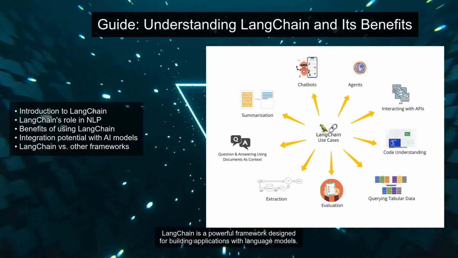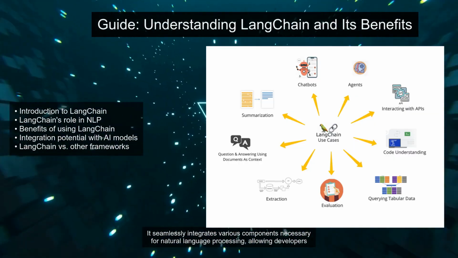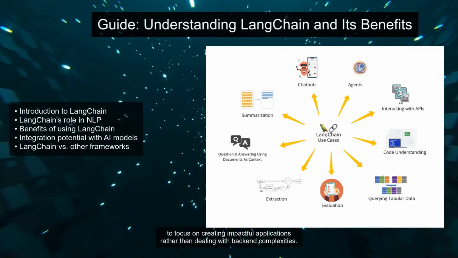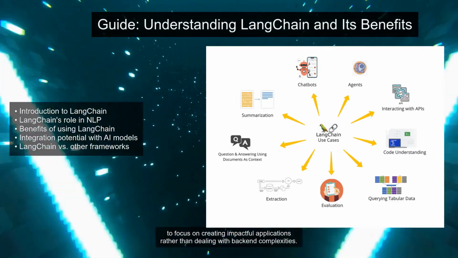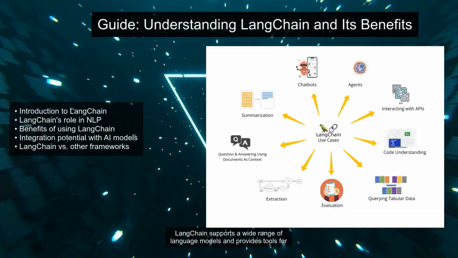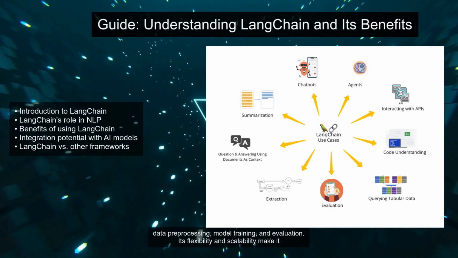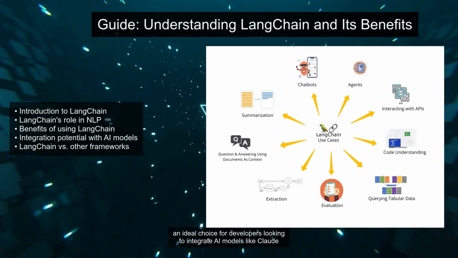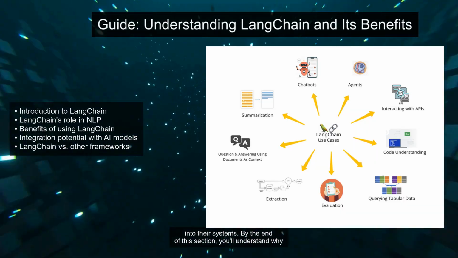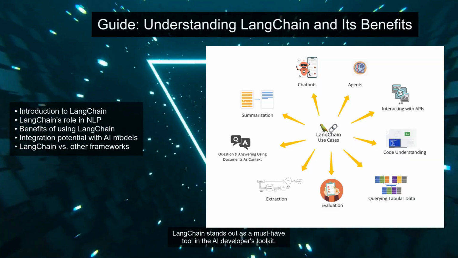LangChain is a powerful framework designed for building applications with language models. It seamlessly integrates various components necessary for natural language processing, allowing developers to focus on creating impactful applications rather than dealing with back-end complexities. LangChain supports a wide range of language models and provides tools for data preprocessing, model training, and evaluation. Its flexibility and scalability make it an ideal choice for developers looking to integrate AI models like Claude into their systems. By the end of this section, you'll understand why LangChain stands out as a must-have tool in the AI developer's toolkit.